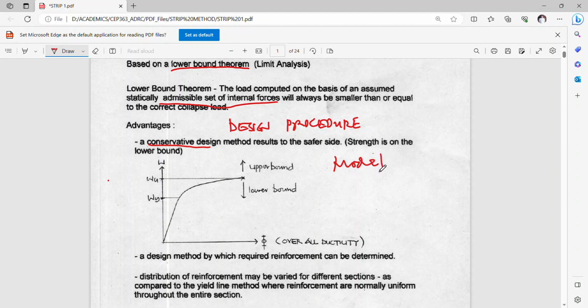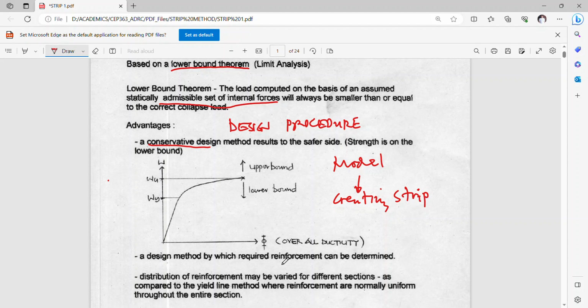So the model is done by creating the strip type of model of a slab, and then putting the statical equivalence of the moment based on the boundary conditions, the supports, and the loadings. Not to mention the presence of holes and concentrated loads, as I will be discussing today.